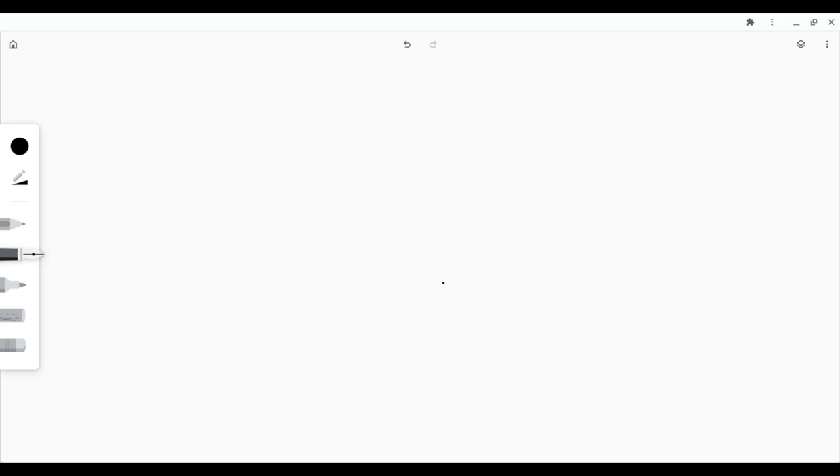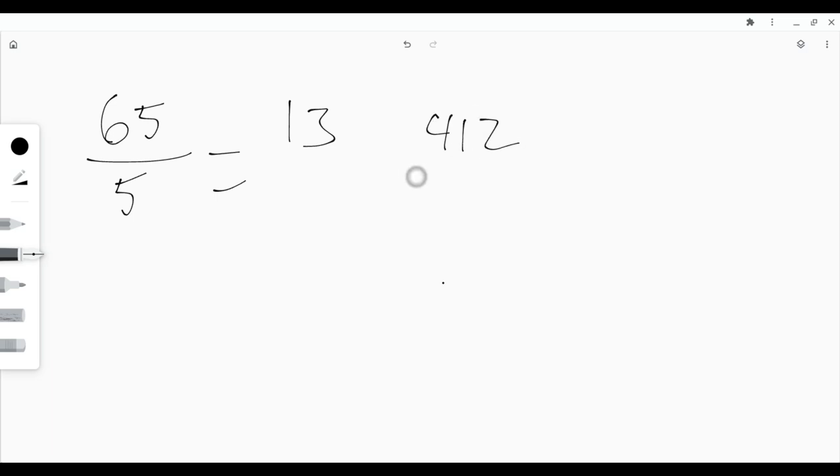So if I have the number, say, 65 divided by 5, well, then I know that that answer is going to be 13, right? If I have the number 412 divided by 5, then I know that my answer is going to be 82.4. Now, the question is, how did I get there so quickly, right? And I think this might be Vedic, but I don't know specifically. We're going to call this just for now, and maybe I'm wrong here, Vedic division.